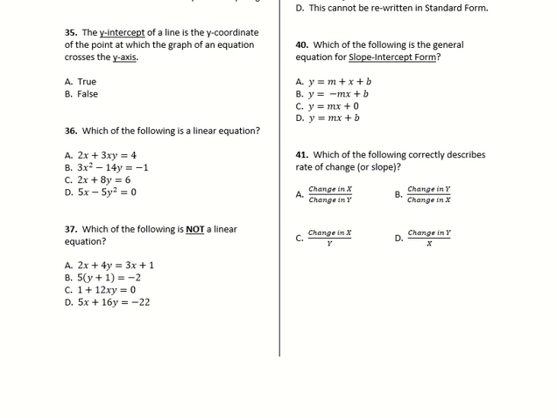40. Which of the following is the general equation for slope-intercept form? A, y = m + x + b. B, y = -mx + b. C, y = mx + 0. D, y = mx + b.